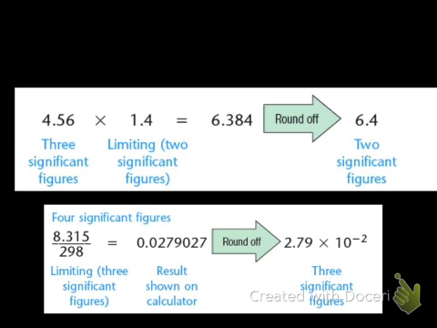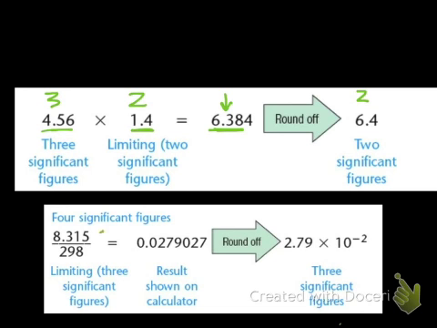Okay, and here's 2 more examples. So here, the first example here, I have 4.56 times 1.4. This is my answer on my calculator. This number had 3 sig figs. This one had 2. So my answer has to be rounded to 2 sig figs. So at this one, I'm rounding at this place right here. The number after is greater than 5, so I'm rounding up. So that becomes 6.4.